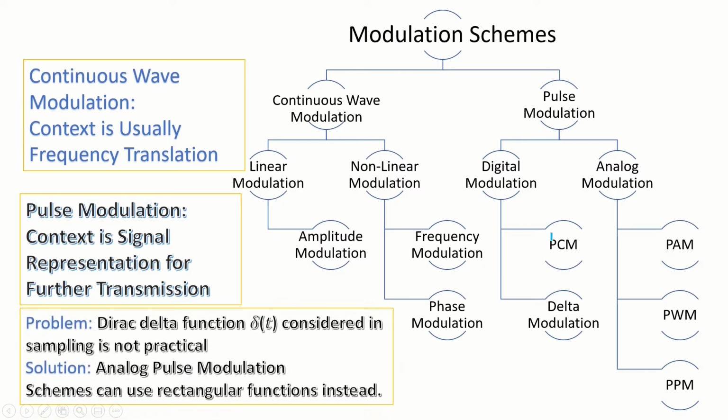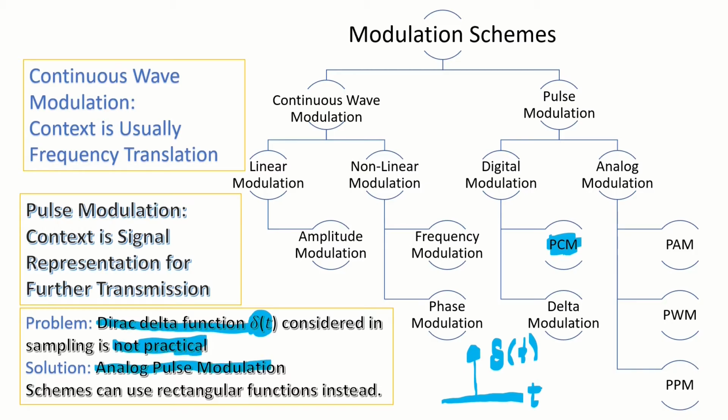Note that in sampling, for example, in pulse code modulation, we often resort to a direct delta function, which is delta of t. That delta function is basically having a width which is approaching 0 and its height is approaching infinity. And hence that is not practical to create. So as a solution in analog pulse modulation schemes, we resort to rectangular functions as compared to the direct delta function. That is, we would have a function of this form.